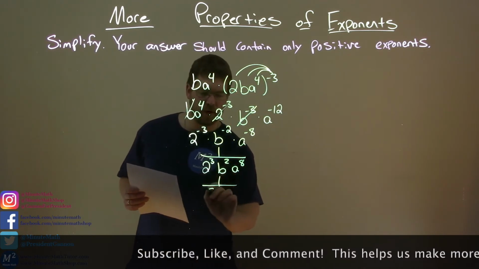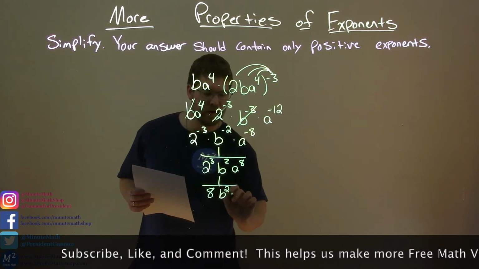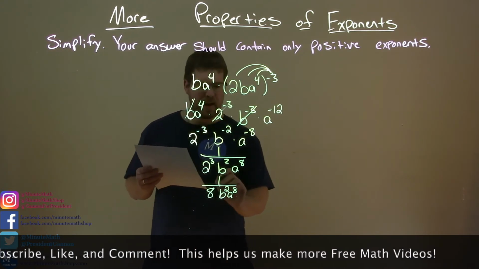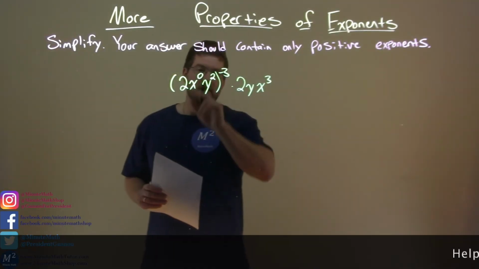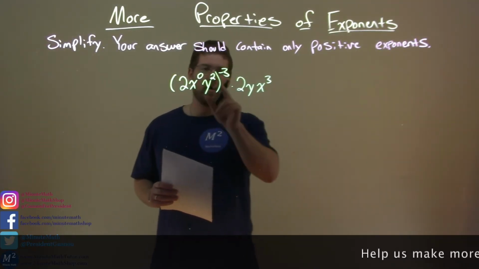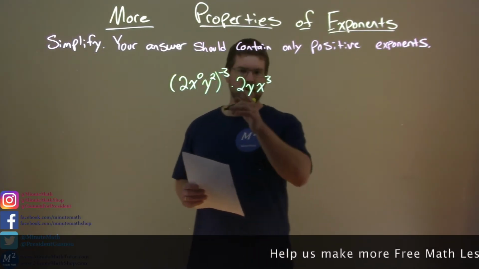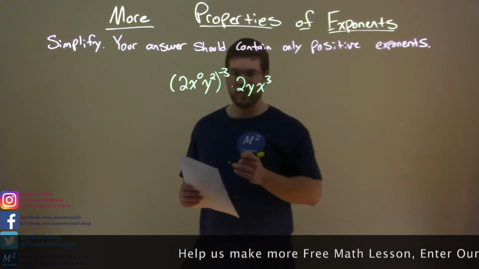So we have 1 over 8 b squared, a to the 8th power, and now we're done. That is our final answer. Next problem: 2x to the 0 power, y squared, all to the negative 3rd power, times 2yx to the 3rd power.